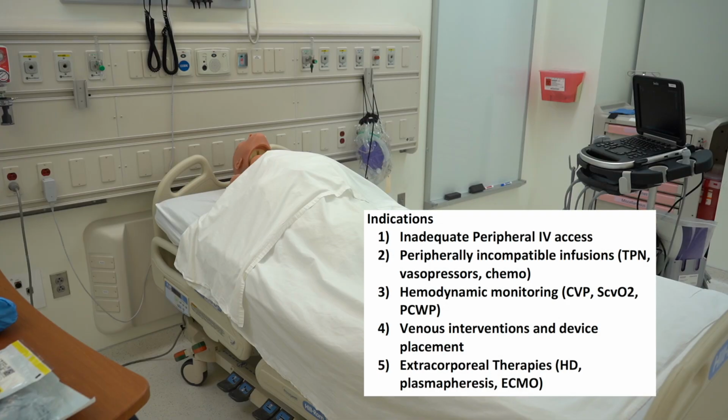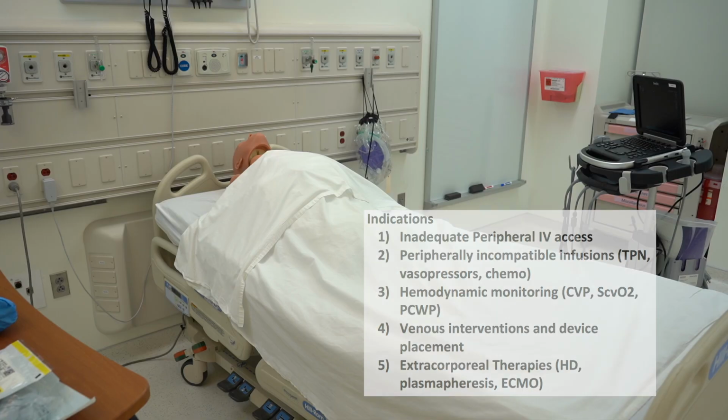Before proceeding, we'd like to think through the indications of this procedure. Inadequate peripheral access can certainly be an indication, as well as the need for peripherally incompatible infusions such as TPN, vasopressors, and chemotherapies, hemodynamic monitoring, venous interventions and device placement, and extracorporeal therapy such as hemodialysis and plasmapheresis.